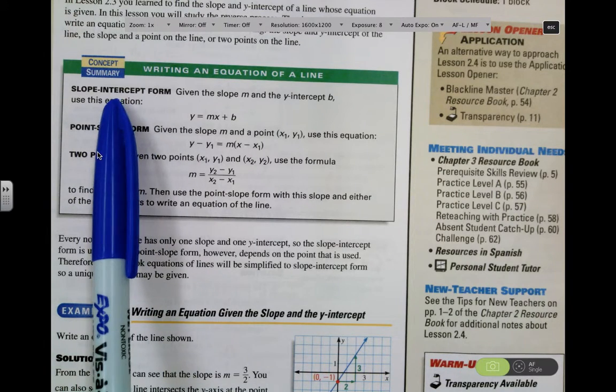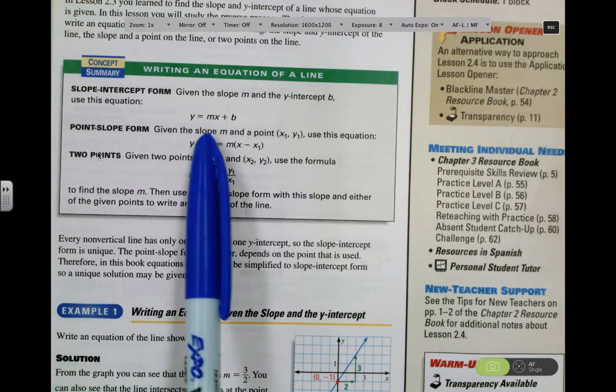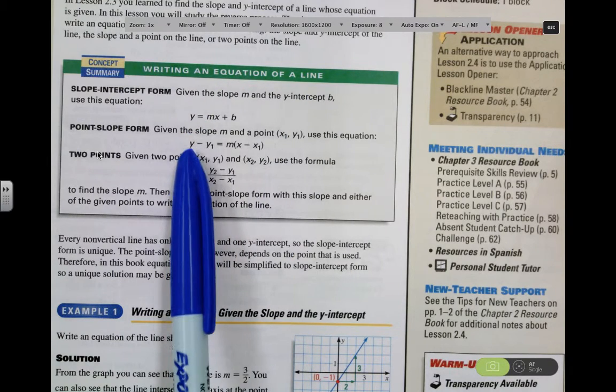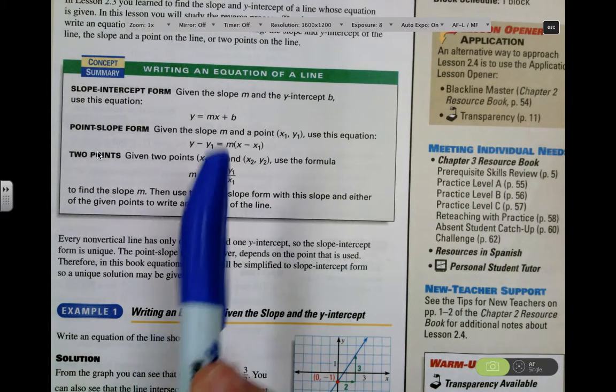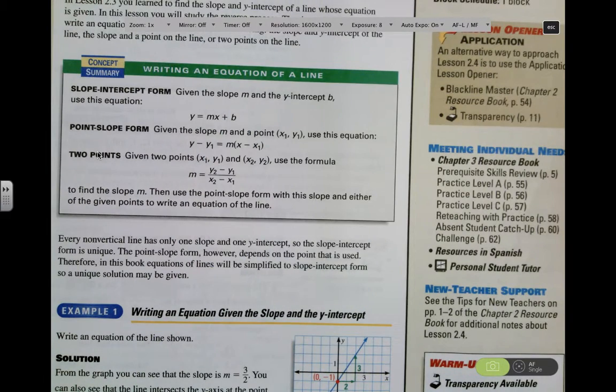The first point is slope-intercept form. Again, we know it has to be in this format, y equals mx plus b. The m stands for slope, and b is the y-coordinate of our y-intercept, so where our graph crosses the y-axis. Point-slope form, that should have been discovered in the Khan Academy video last night.